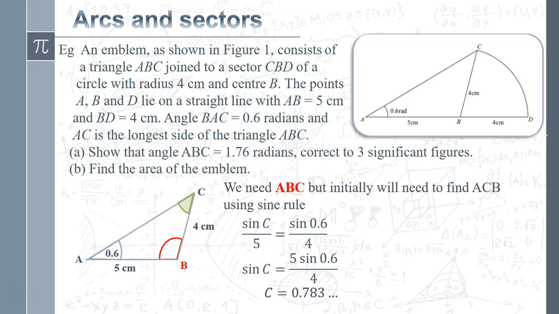So that's angle C. So clearly what we've got to do now is use the old angles in the triangle add up to 180. In this case we've got angles in the triangle add up to pi, because we're working in radians. So we've got pi minus 0.6 minus the 0.783, and there's our 1.76, correct to 3 significant figures.